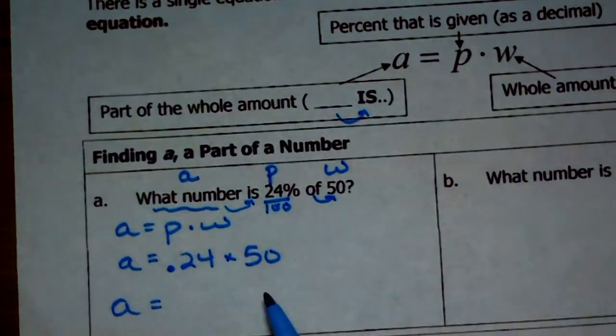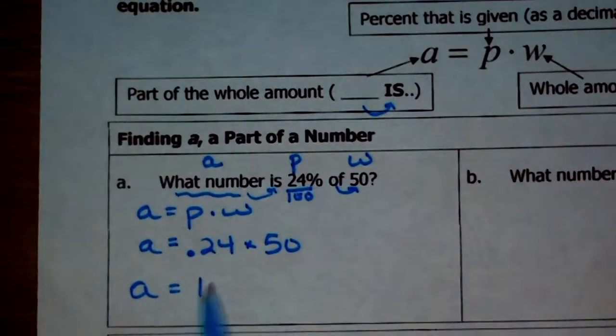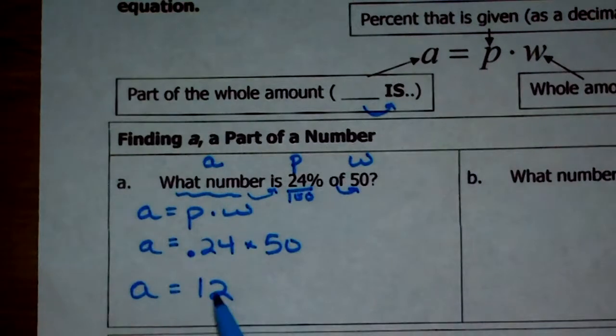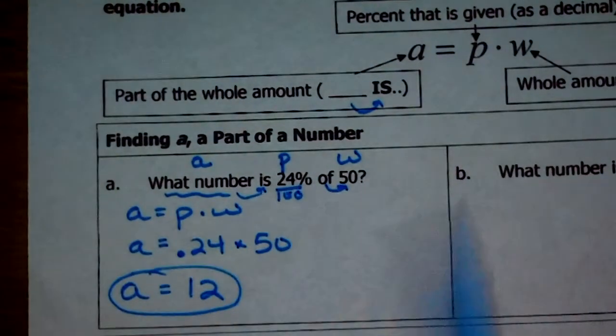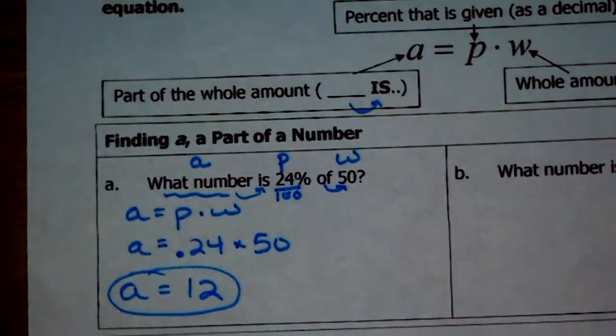And when you do that, I'll give you a second. If you have a calculator, you can do that too. You should end up getting 12. So what this means is that 12 out of 50 equals 24%.